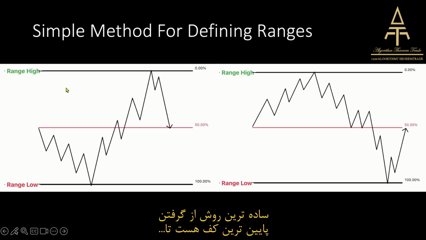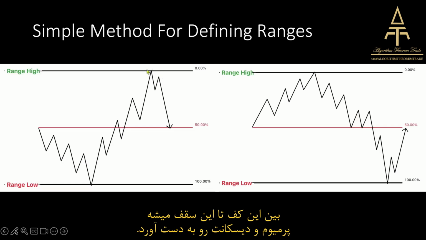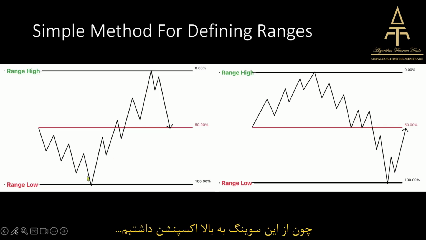The most simple method for defining ranges is measuring the dealing range from the range low, from the absolute lowest price level to the absolute highest price level of this current price swing. Meaning that from this low right here, an expansion leg took place. Higher prices were delivered. Between this low and the ultimate high that forms here, we can measure premium to discount. We can measure the dealing range. Why? Because this was an impulse swing right here.